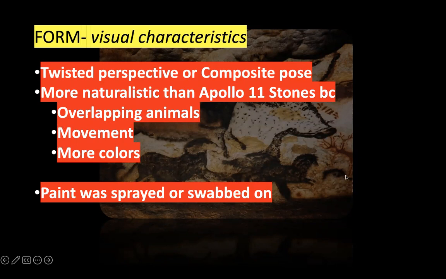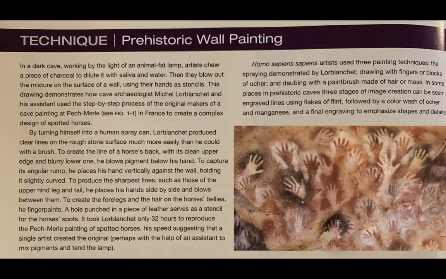The way the paint was applied, it was sprayed or swabbed on, right? They got their airbrush guns and started spraying it. Now they actually made tubes with bones, and they would have put the pigment in their mouth and sprayed it through those bones. So if you'd like to pause here and read the technique.